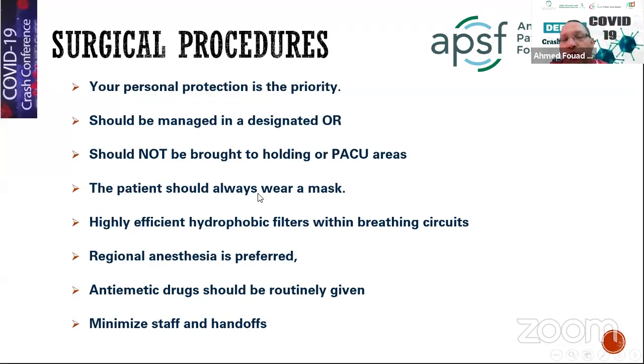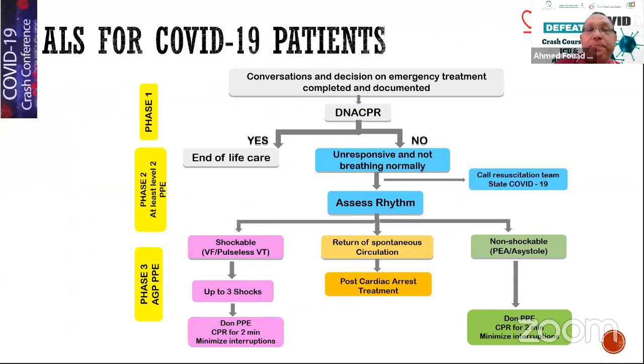The patient should always wear a mask all the way, in the hallway and inside the room. Regional anesthesia is preferred. Of course, you have to have filters everywhere in your breathing circuits, and antiemetics to avoid coughing and vomiting. Minimize the staff and hands-on. These are some tips. I'm sure you have a plan for such a patient if you go to the OR.